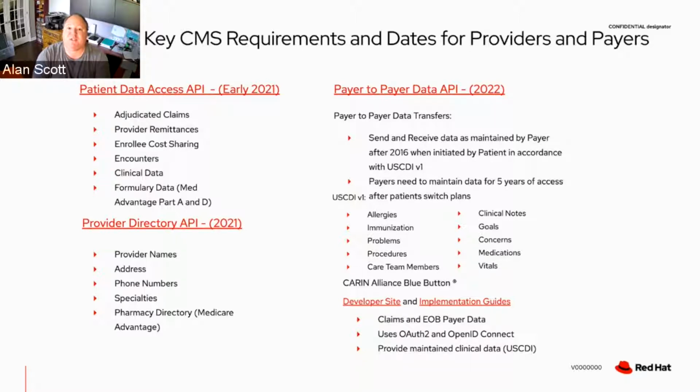Then the next one is going to be around provider directory API. That is going to start sharing information of who provides care for what and where. It's also going to include, if you're certain types of Medicare, who's providing formulary coverage. The next major shift as we look to 2022 near the end is going to be about payers exchanging data.